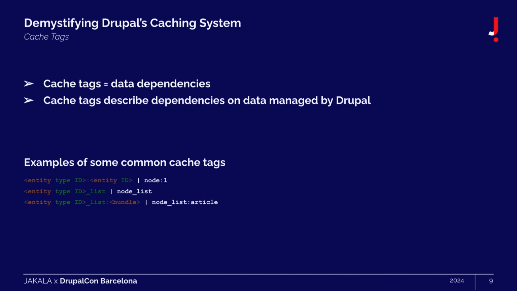We also have the second one, node_list. That means if I edit any node, each piece of data that depends on any node will be invalidated. We also have the ability to say, for example, node_list:article, or depend on any bundle. That means if I update an article node, each piece of data that depends on article will be invalidated.